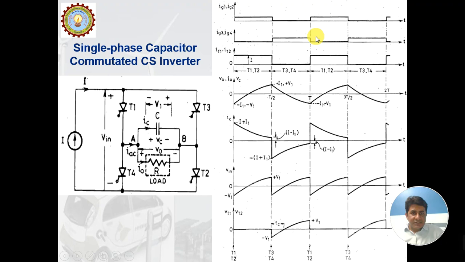However, like this single phase auto sequential commutated inverter, one is also available for three phase. The similar structure will be there. However, the switching times will be different. Well, I think this is enough for current source inverters.